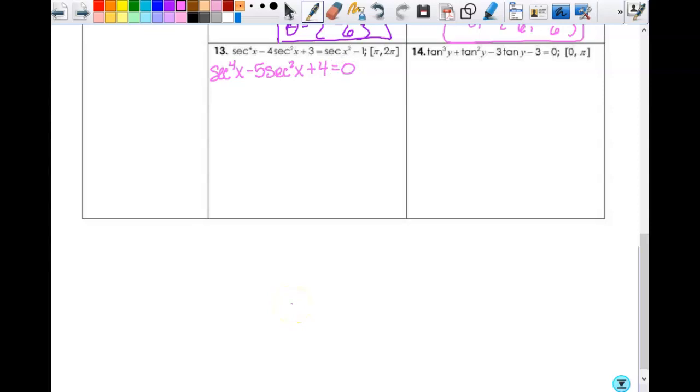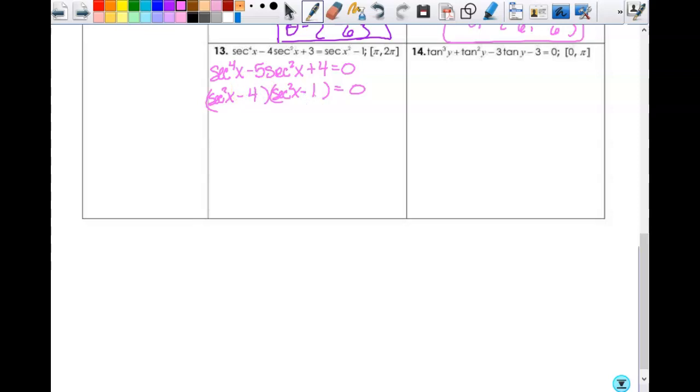All right, so this is a quartic, but can I treat it like a quadratic? Yes, so I can factor it like a quadratic, so go ahead and do that. It's secant squared x and secant squared x. They'll both have to be negative, right? What are my two numbers going to be? Good. 4 and 1, or 1 and 4, doesn't matter. Okay, now each one of those is a what?